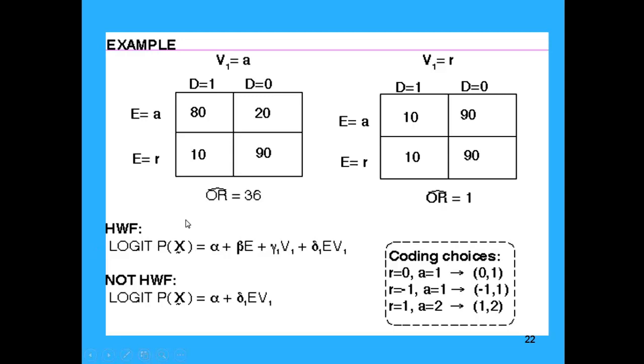Now, if you look at this data, V1 is another variable. It might depend upon the coding. If E is 1, 0, and V is 1, 0, that's one way to code the E and the V1 variable. But now, regardless of how you code it, when you look at these two tables, is there interaction? Sure enough, right? There's interaction because this is giving you an odds ratio of 36 for this category, and this is an odds ratio of 1, right?